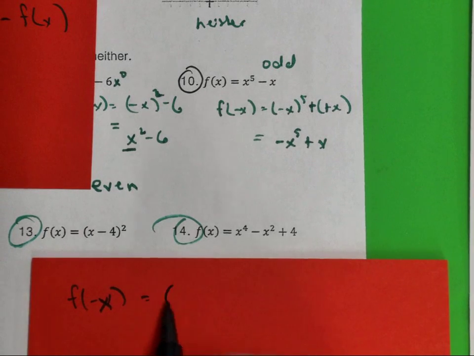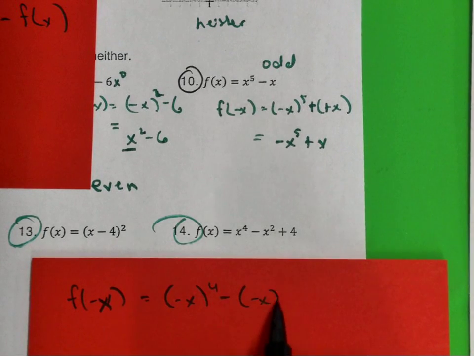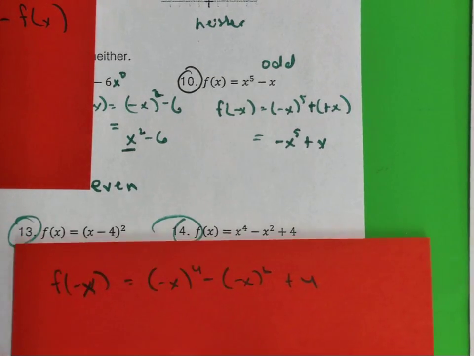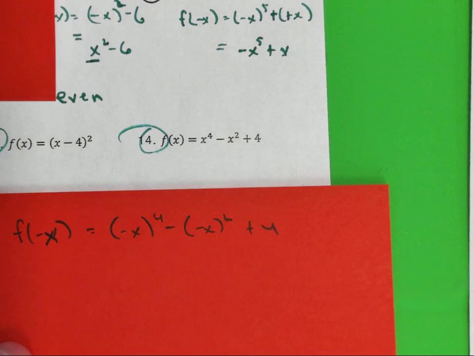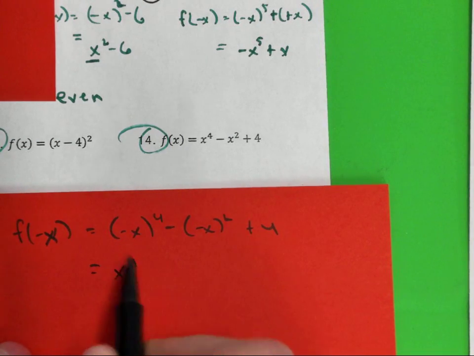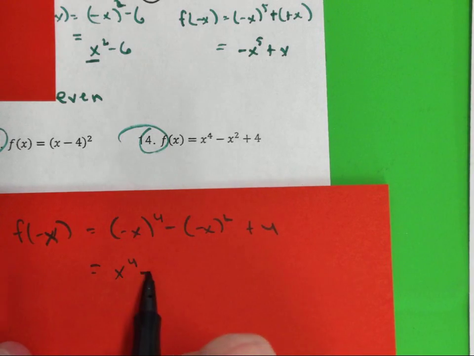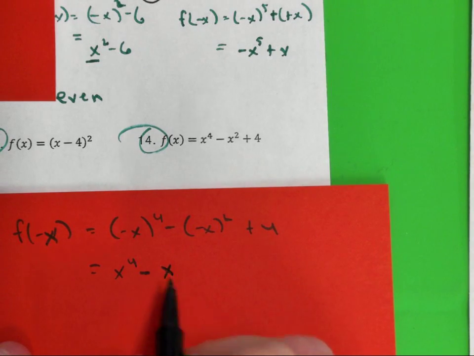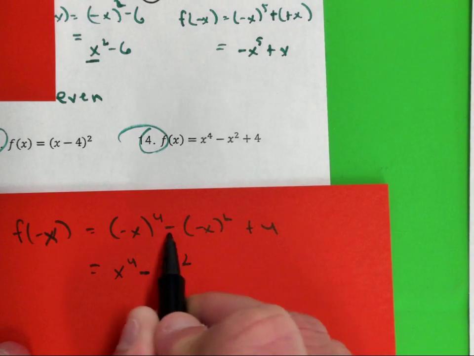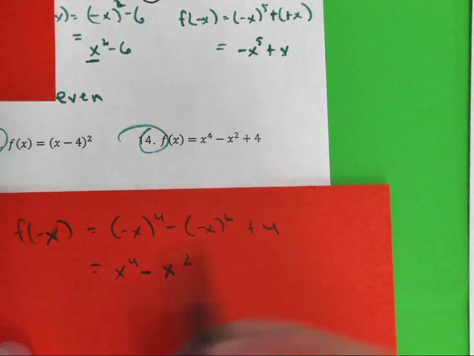Plug in a negative x, that's going to be negative x to the fourth minus negative x squared plus 4. Alright? That's an understood negative 1, isn't it? Okay? So what's negative 1 to the fourth power going to give you? Positive 1. Bring that minus down. What's the negative 1 squared going to give you? Positive. It's going to be positive x squared, but that minus was there, so I brought it down. Do you see that? Plus 4. Does that look just like what we started with? That's how you prove it. Are we good on that?